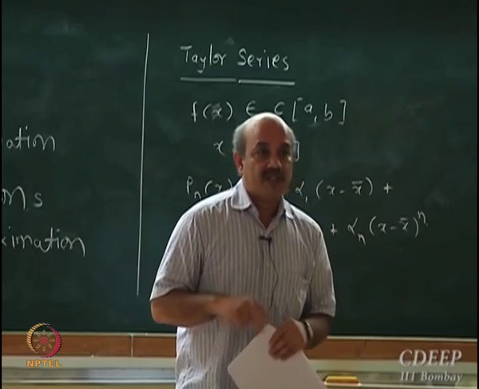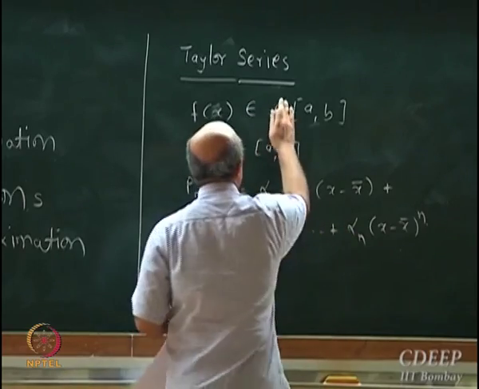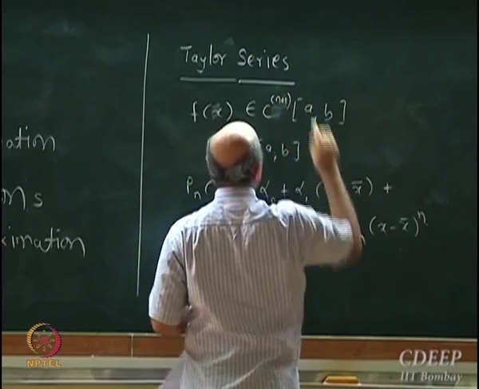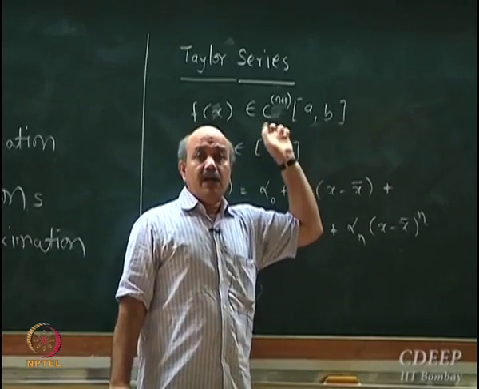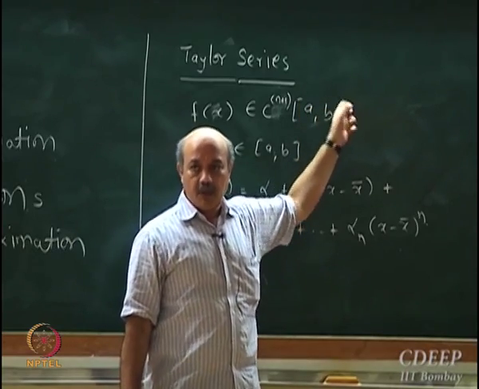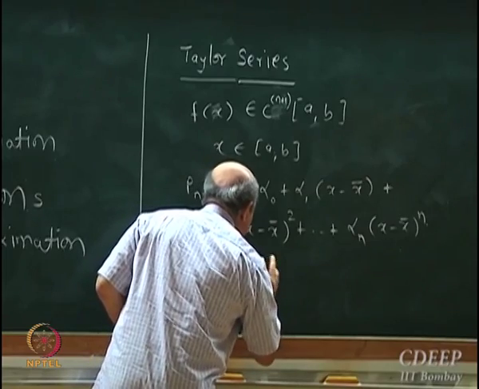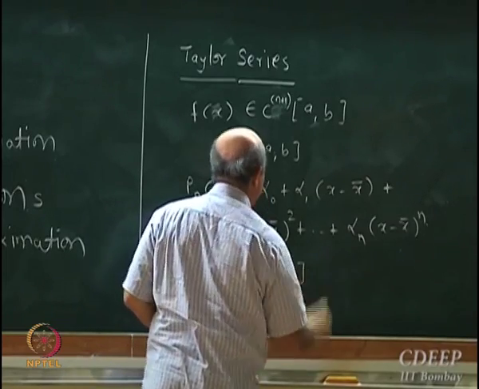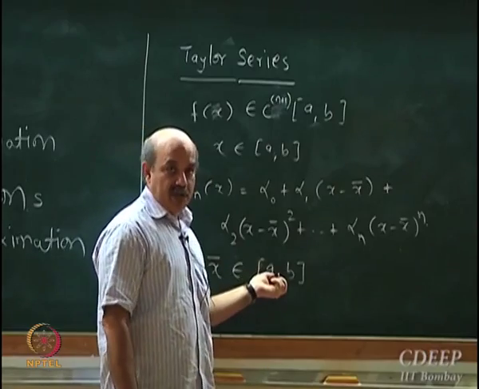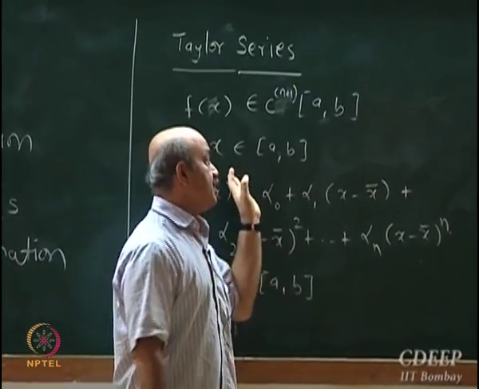So we have to look at functions which are not just once differentiable, but n plus 1 times differentiable. So I have to work with a space, not C, but C n plus 1 [a, b], which means the set of functions which are n plus 1 times differentiable over the interval a b. And x bar is some point that belongs to the interval a b. So in a neighborhood of a point x bar that belongs to a b, we want to construct a polynomial approximation for f.